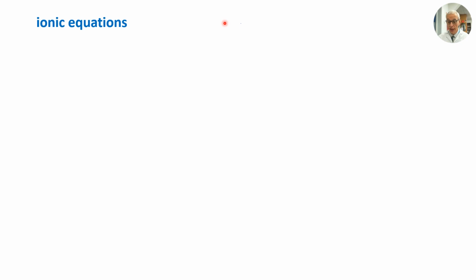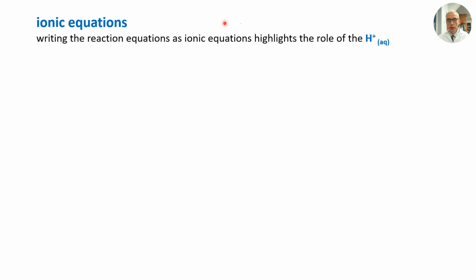So we also need to analyze those chemical reactions in terms of ionic equations. The ionic equations highlight the role of the H+ ion, responsible for acidic properties in the Arrhenius theory. So if we look at the equations that we've used previously, magnesium and hydrochloric acid gives us magnesium chloride and hydrogen.